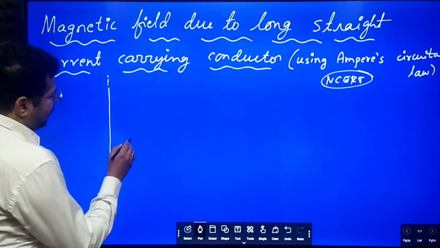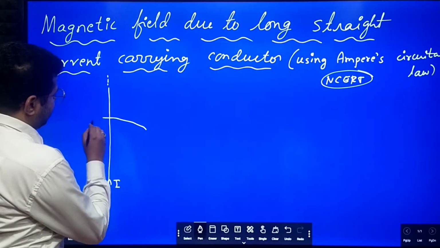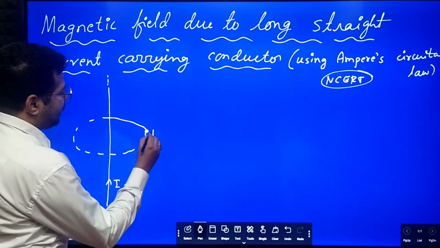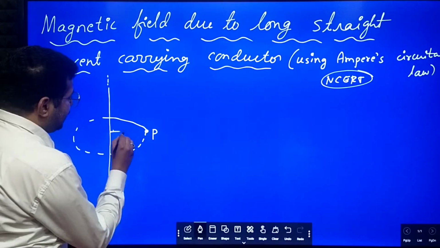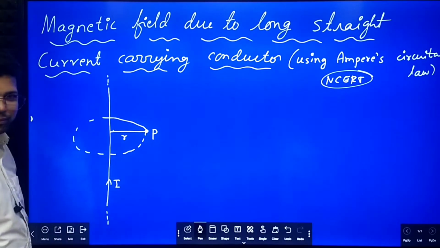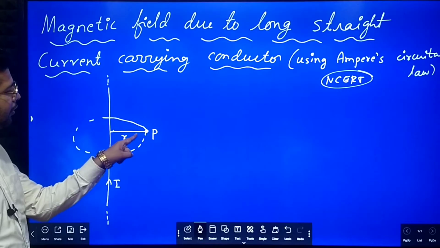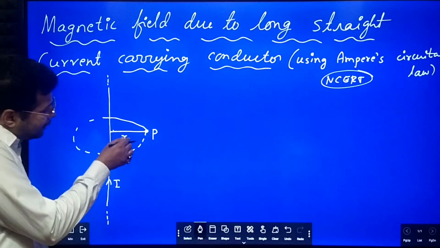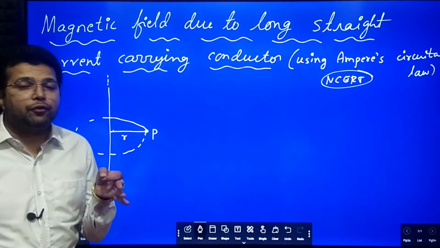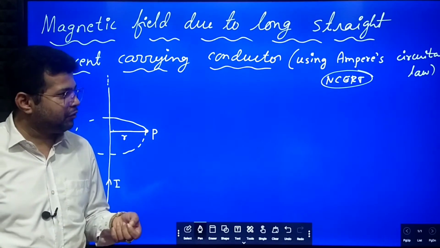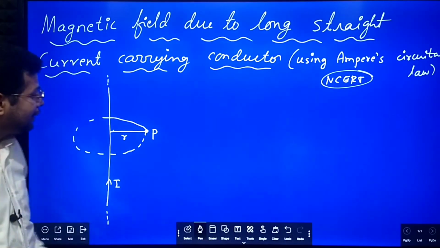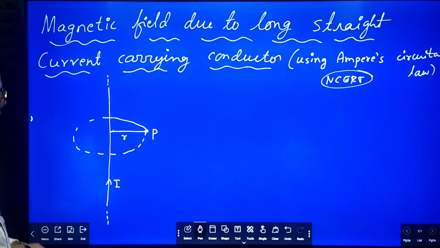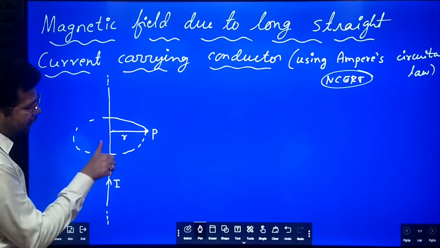Now, let us suppose that we have to calculate magnetic field at a point P at a radial distance r from the wire. To calculate magnetic field at that point P, we have to consider an Amperian loop, such that the loop passes through the point where we are calculating magnetic field. Now we know that we are using the right hand rule.